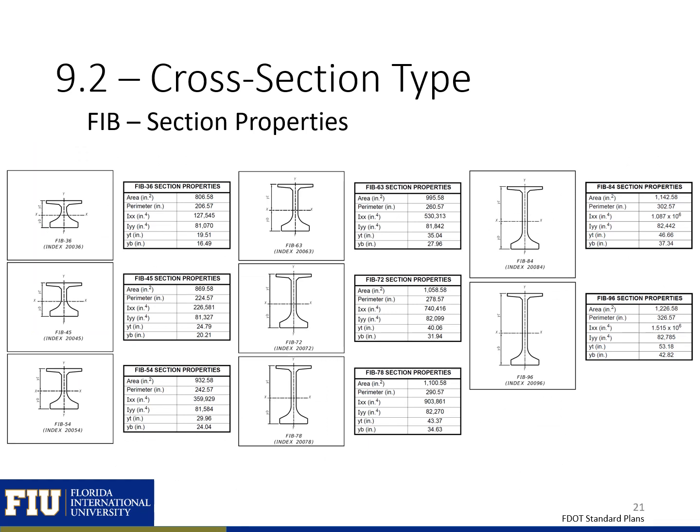Normally, if a state has standardized sections, they'll also have resources where you can find the standard section properties for those sections. So here you can see the standard section properties for all of the Florida I-beams, from the 36-inch deep FIB to the 96-inch deep FIB. You can see the area, the perimeter, moment of inertia about the X and Y axis, and then the distance between the bottom and the centroid and the top and the centroid of the section. These are gross section properties for just the section itself, and you can use these in design.